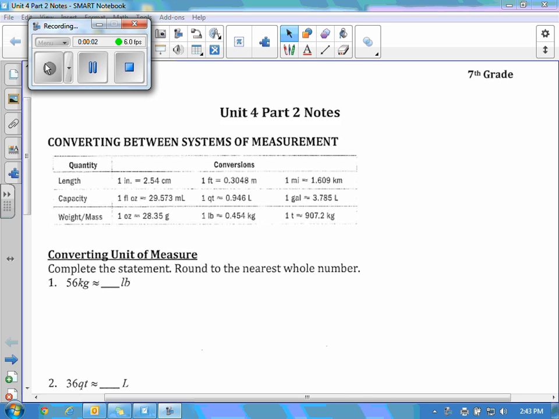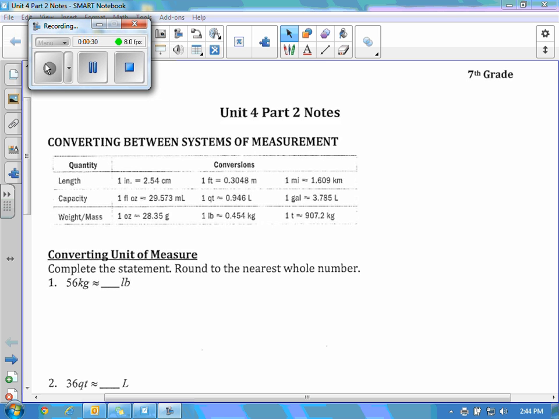Alright, in Unit 4, Part 2, we're going to focus on converting between systems of measurement. At the end of Unit 4, Part 1, we looked at conversion factors, but they were all from the same type of measurement. So now we're going to go into converting between systems. I copied and pasted this chart out of your book. It's got a bunch of weird conversions, ones that you wouldn't know off the top of your head. So we'll use those as the student.